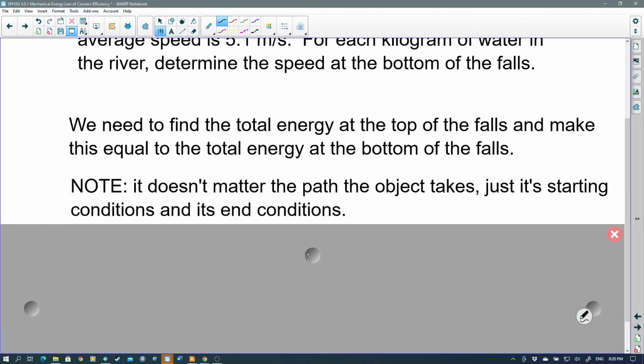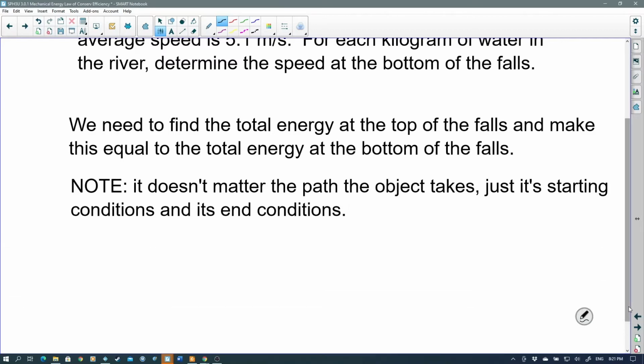So we need to find the total energy at the top of the falls and make this equal to the total energy at the bottom of the falls in order to be able to calculate the speed at the bottom of the falls. Again, note that it doesn't matter the path that the object's taking. The velocity for the water at the top of the falls is horizontal. It's going to be dropping vertically. That doesn't matter.